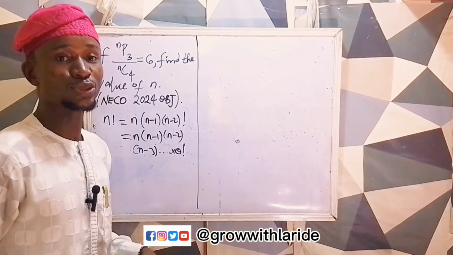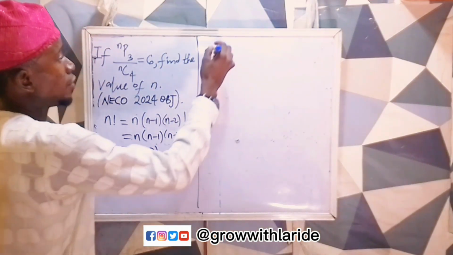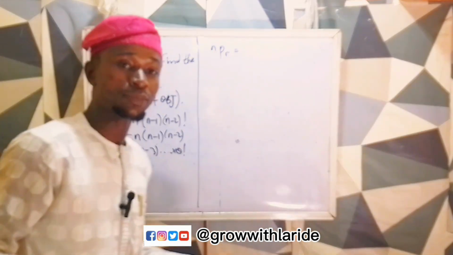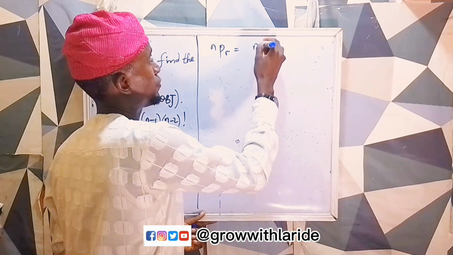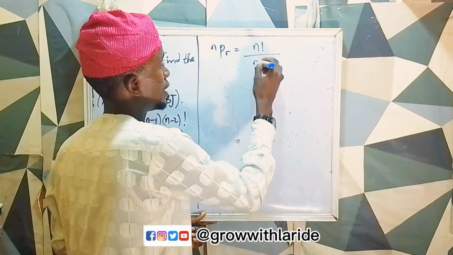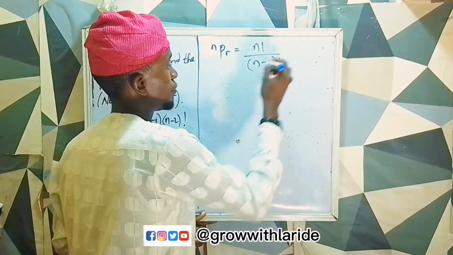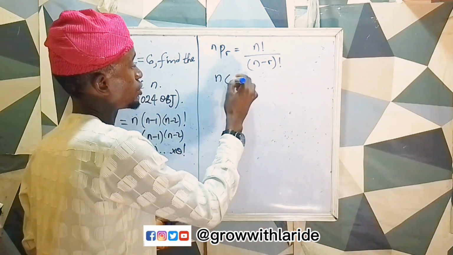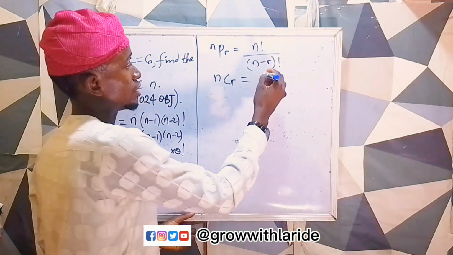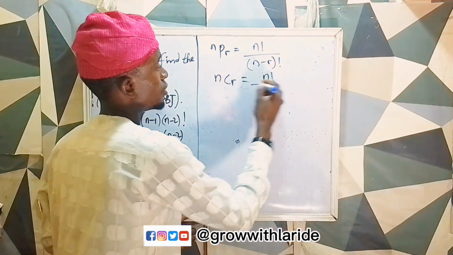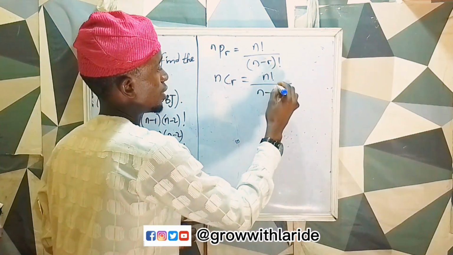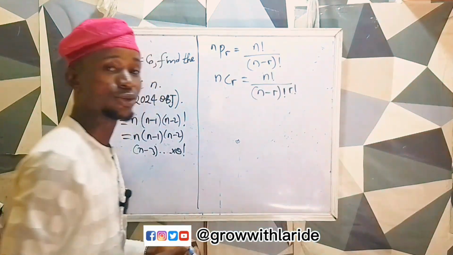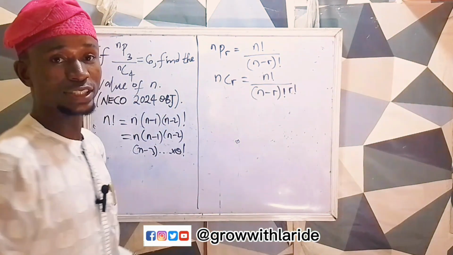The other thing we also need to know is nPr. Whenever you have nPr, we have n factorial divided by n minus r factorial. Also, we need to know nCr. If you have nCr, that is, we have n factorial divided by n minus r factorial, r factorial.